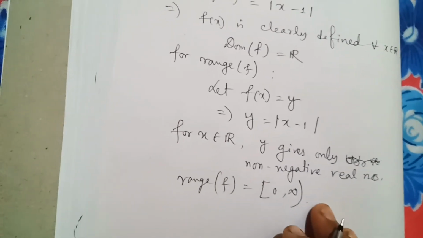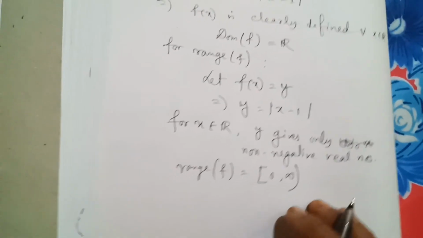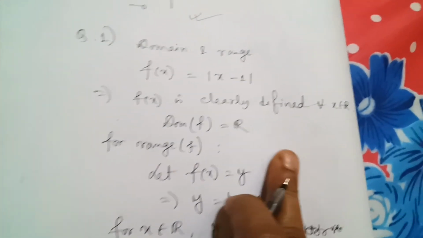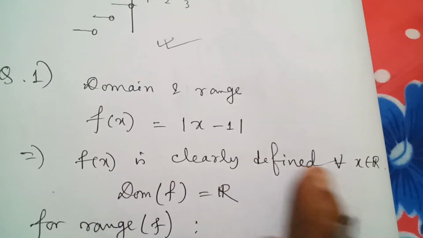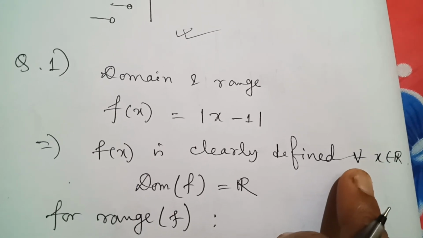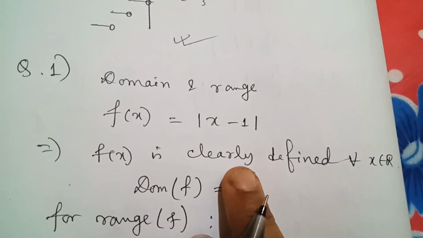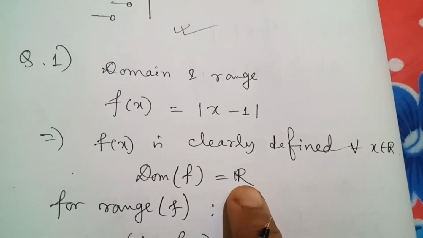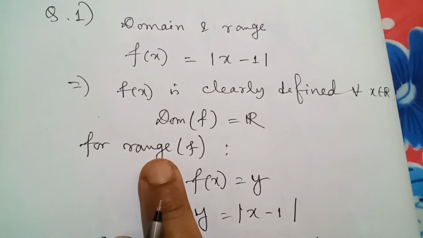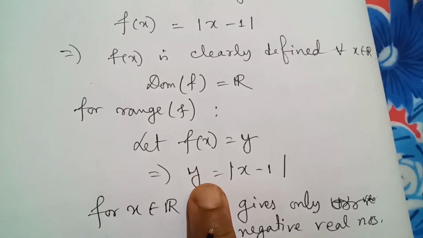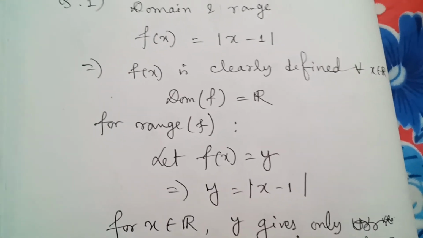So this is the way you have to do it. First you have to check in which set the given function is defined. Whatever set the function is defined on will be the domain, and wherever we get its image values, that will be the range.